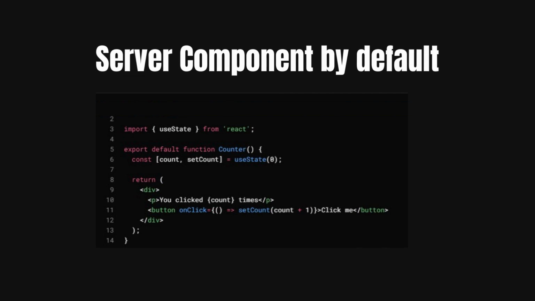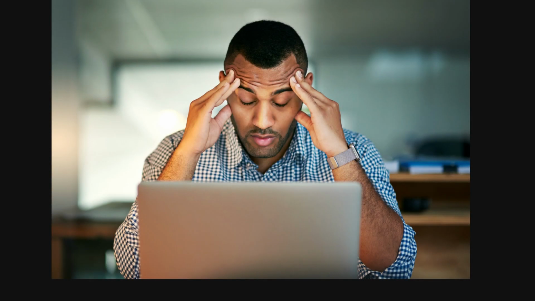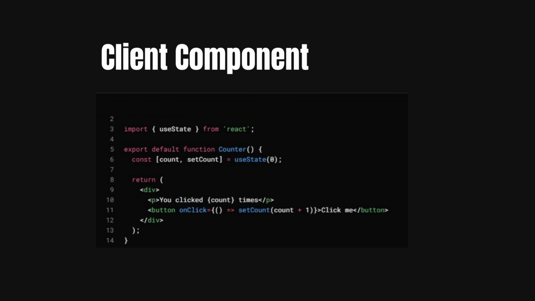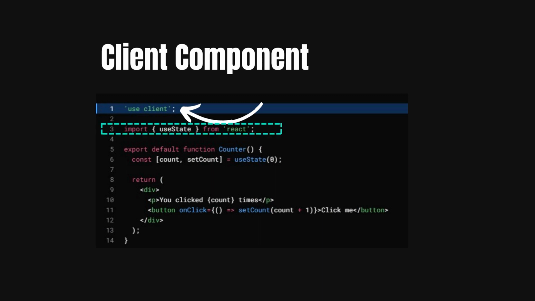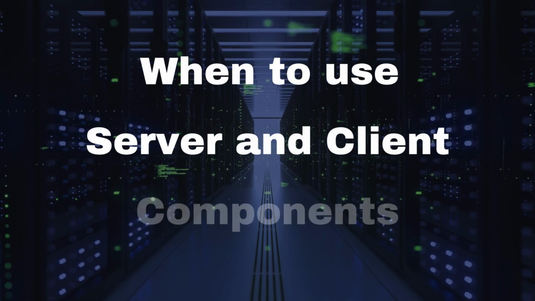By default, all components in the app directory are server components. This setup allows you to automatically adopt them with no extra work as you would have to do in vanilla React. To use client components, you opt in using the use client directive at the very top of your JavaScript or TypeScript file, right above your import statements. When to use server and client components.